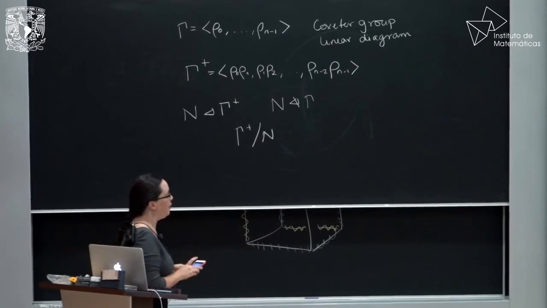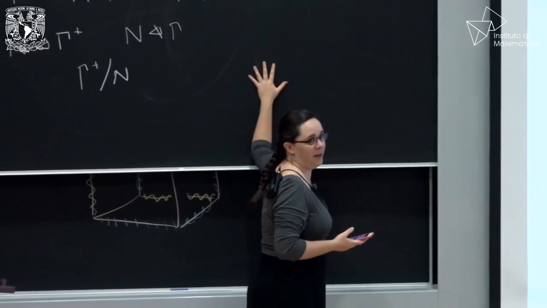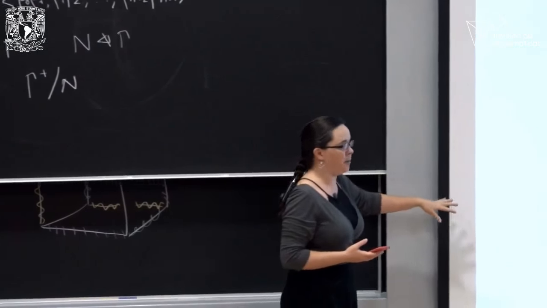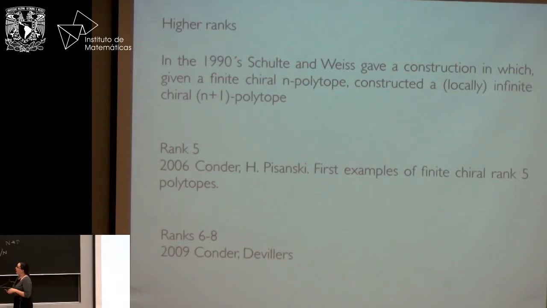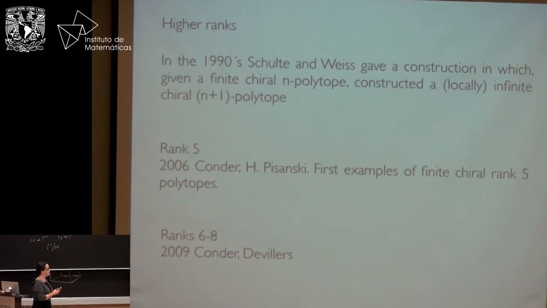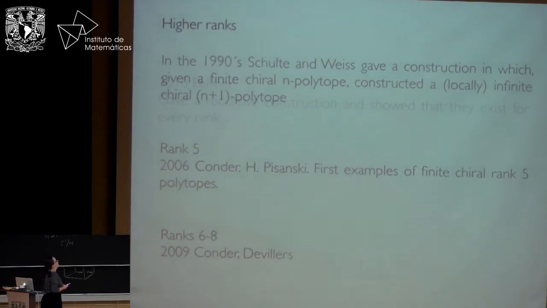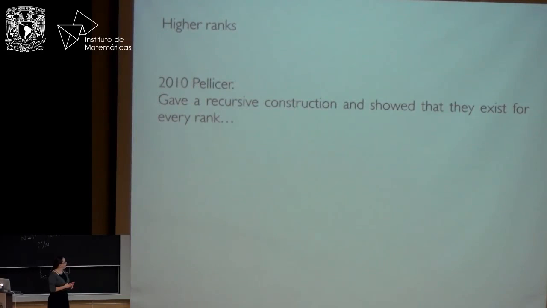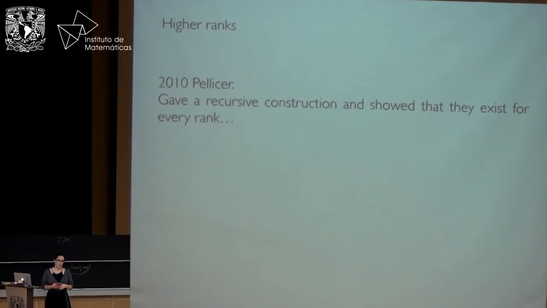A few years later, Marston and Alice de Villiers were able, with the same techniques, to develop better algorithms to compute things for ranks 6 to 8. And until then, we didn't know much more about it. And in the last decade or so, we have learned lots of things. In 2010, Daniel Pellicer gave a recursive construction and showed that they actually exist for every rank. So we do have chiral polytopes for every rank.